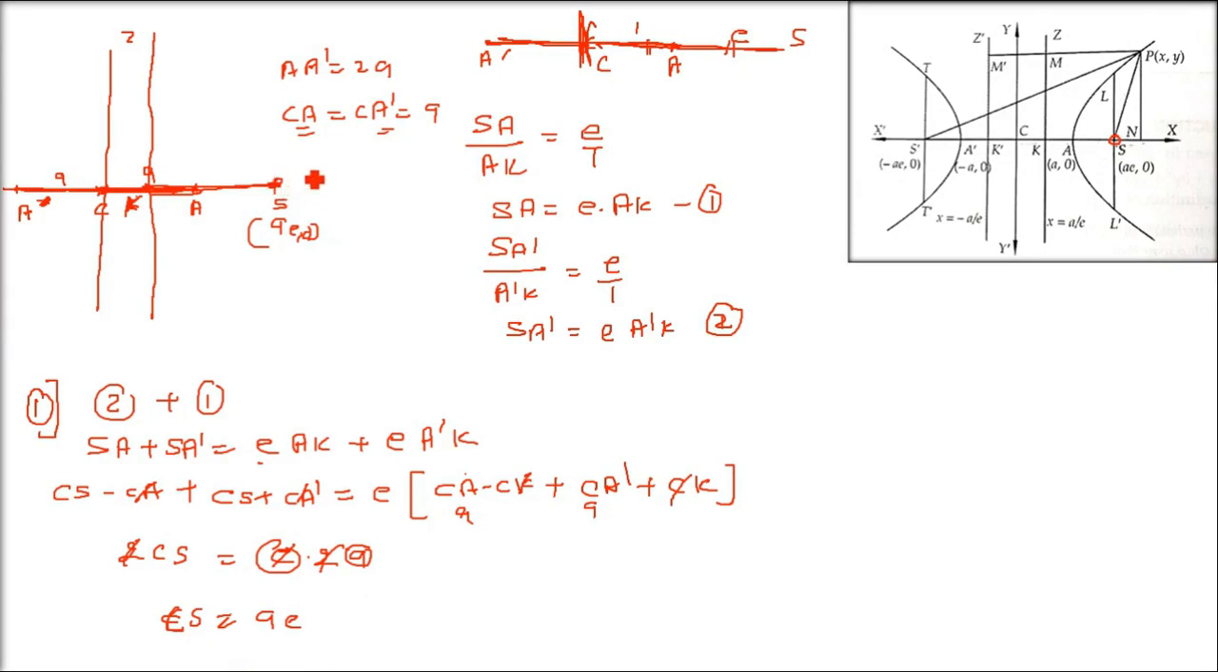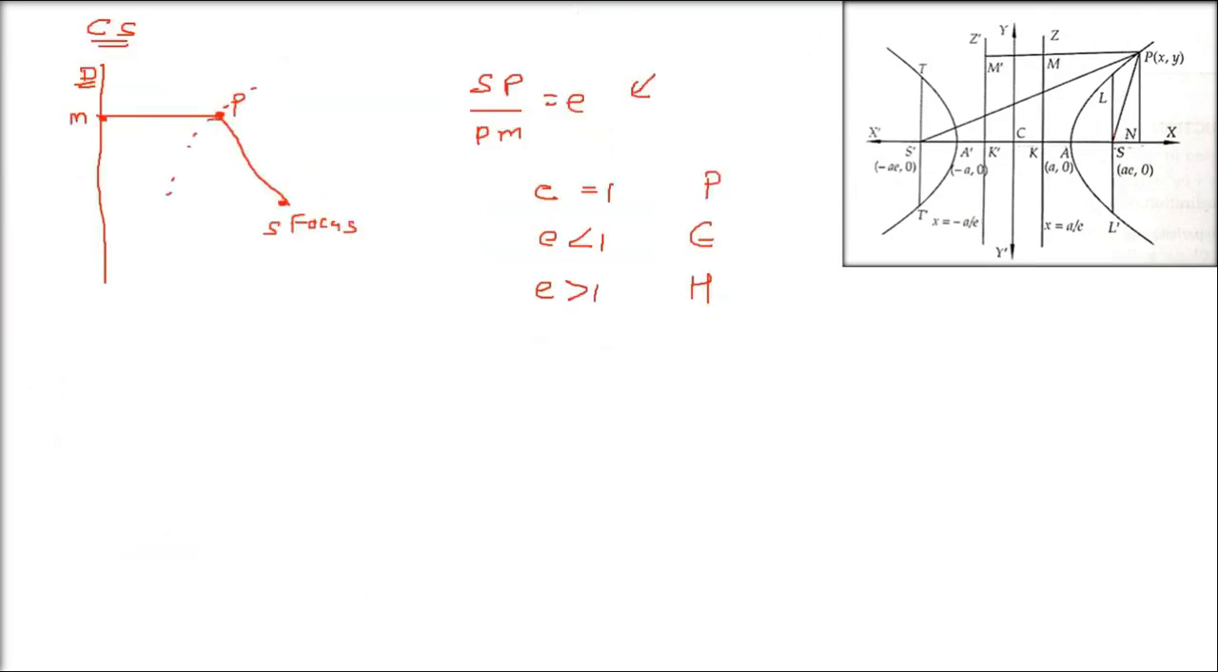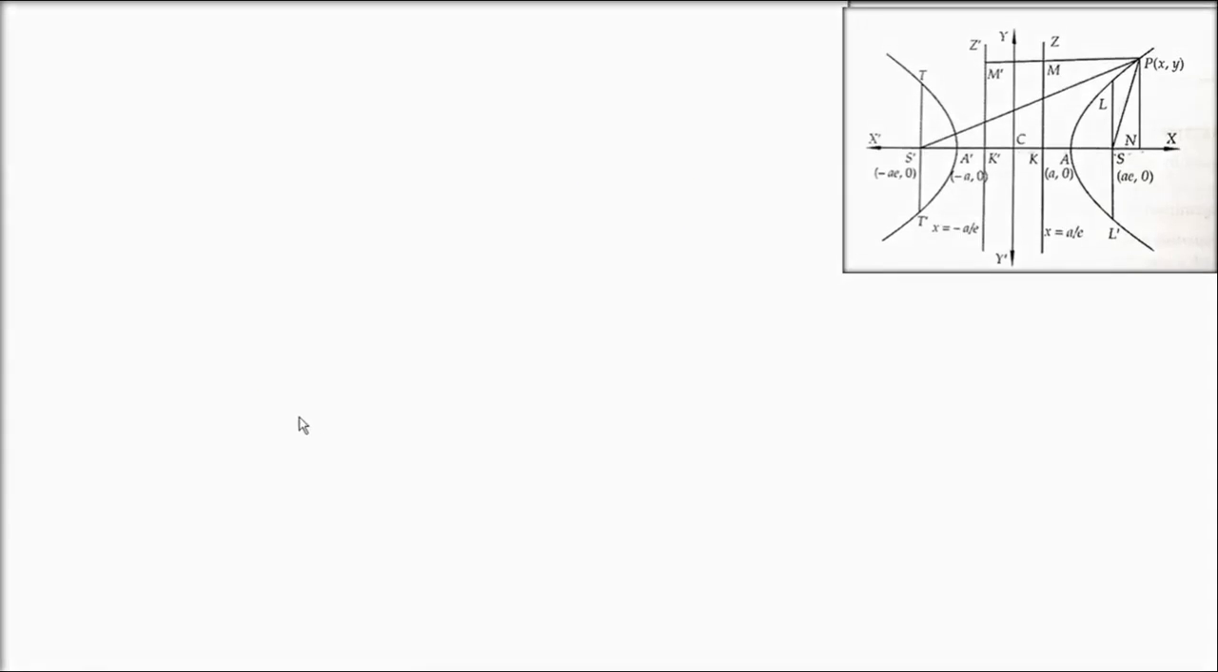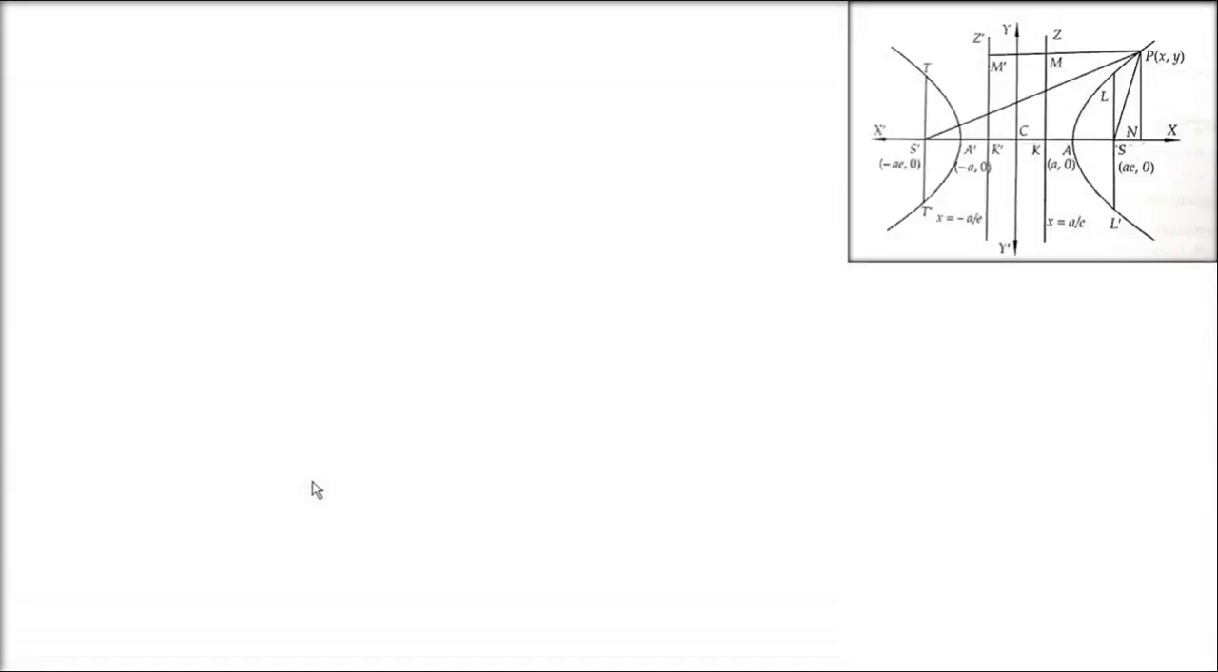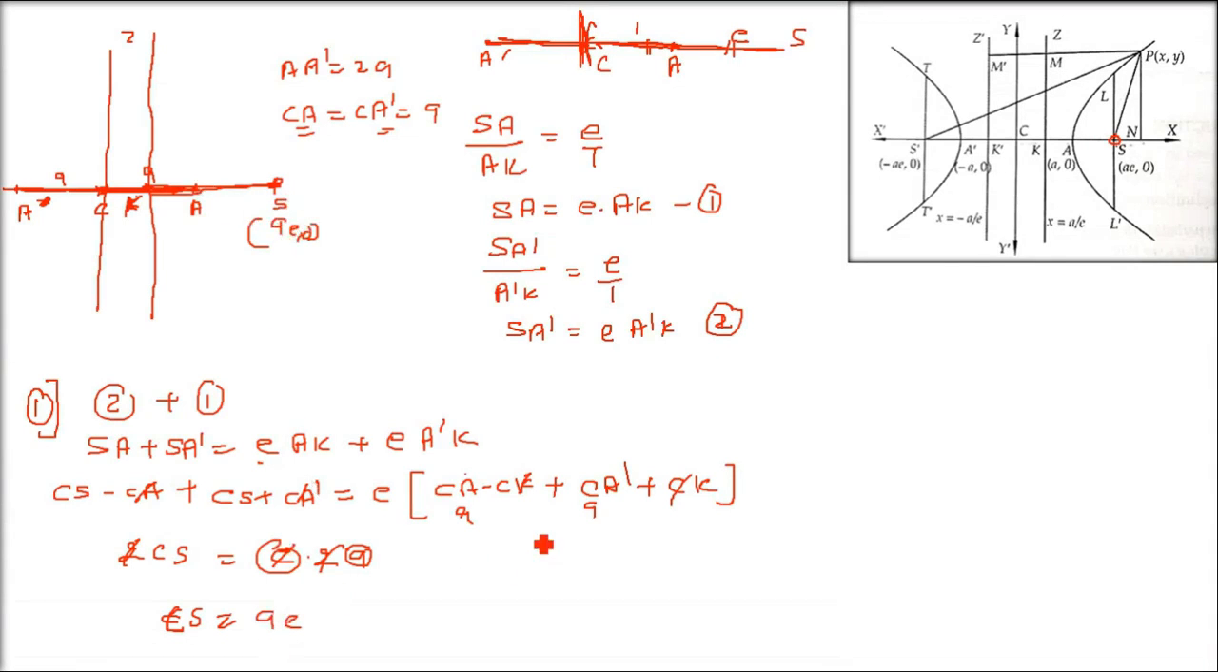So I hope you got the idea. I wanted this focus point and I got it. I told you I wanted focus and I want this distance. Then I can have an equation of any conic section. So one thing we have is the S point, which is AE comma 0.